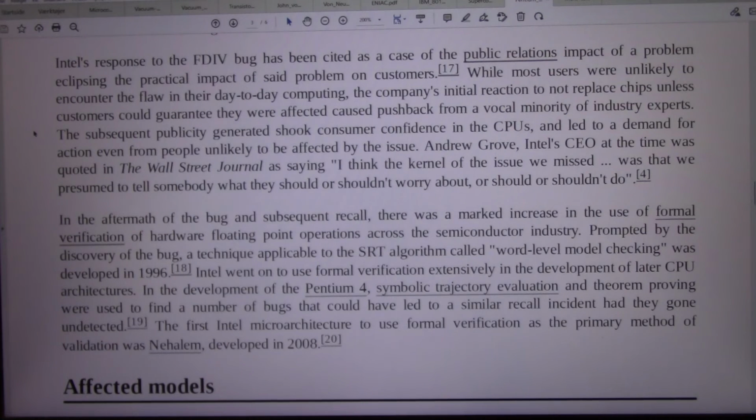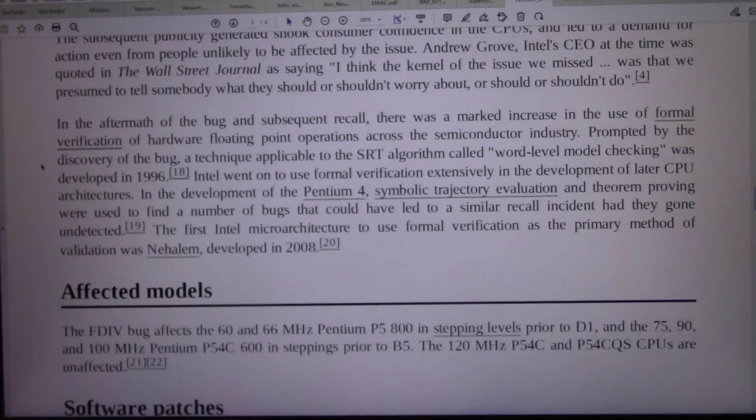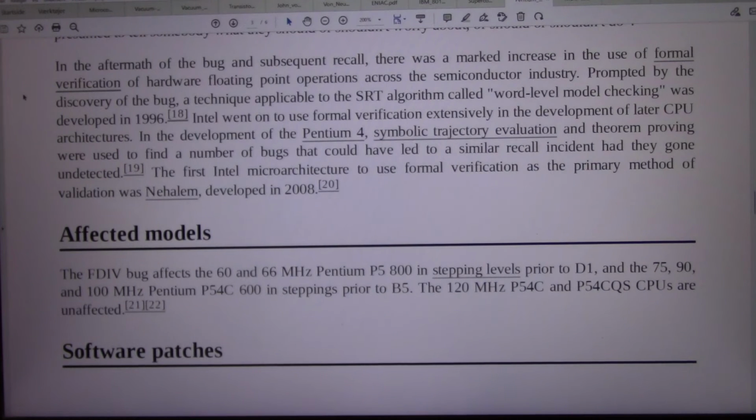Andrew Grove, Intel's CEO at the time, was quoted in the Wall Street Journal as saying, "I think the kernel of the issue we missed was that we're presumed to tell somebody what they should or shouldn't worry about, or should or shouldn't do." In the aftermath of the bug and subsequent recall, there was a marked increase in the use of formal verification of hardware floating point operations across the semiconductor industry.